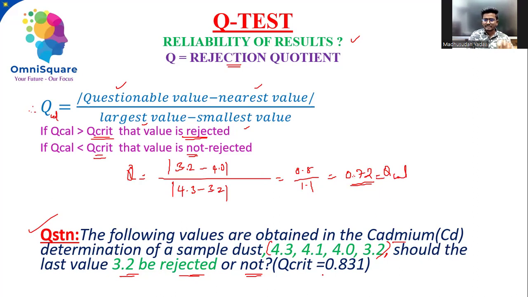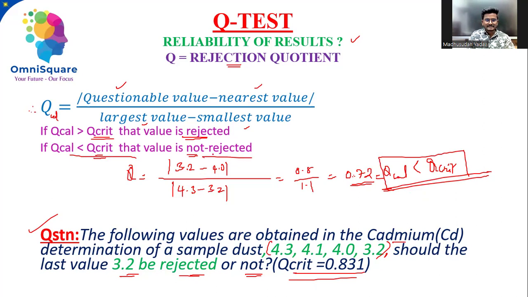Now we have got the Q calculated value. They have given the Q critical in the question itself. The Q critical value is 0.831. So the Q critical value is greater than the Q calculated. So is the value rejected or should it be included? It follows the second case, so the value should not be rejected. That means the questionable value 3.2 should be included in the final calculation. This is how the Q test helps you decide whether a particular value is included in the final calculation or not.